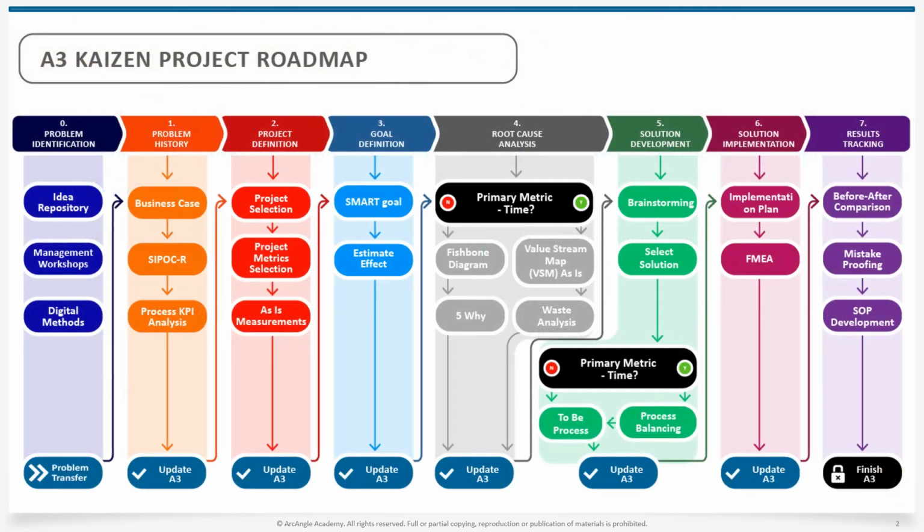As we continue our journey through the A3 Kaizen project roadmap, we now turn our attention to step process KPI analysis. In this step, we delve into the analysis of key performance indicators, KPIs, related to the process under study. By examining the process KPIs, we gain valuable insights into the performance, efficiency, and effectiveness of the process. This analysis helps us identify areas for improvement and set targets for our Kaizen project.